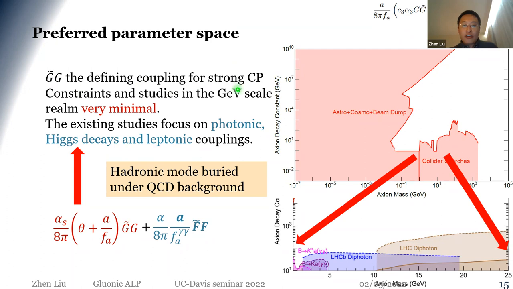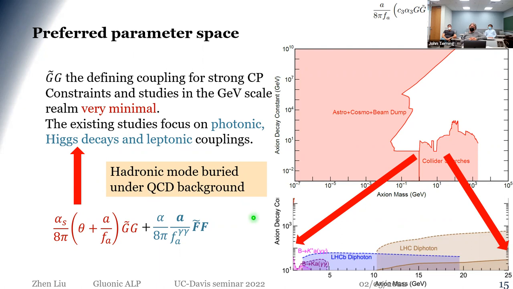So when we search for the photonic decay, it's only a 10 to the minus 3 or 10 to the minus 4 rare decay mode of the axion-like particle. Because of such a rate suppression of the diphoton signal, it is very ineffective. And we can only search for the diphoton decay because the hadronic modes are buried in the QCD background. So now we understand.